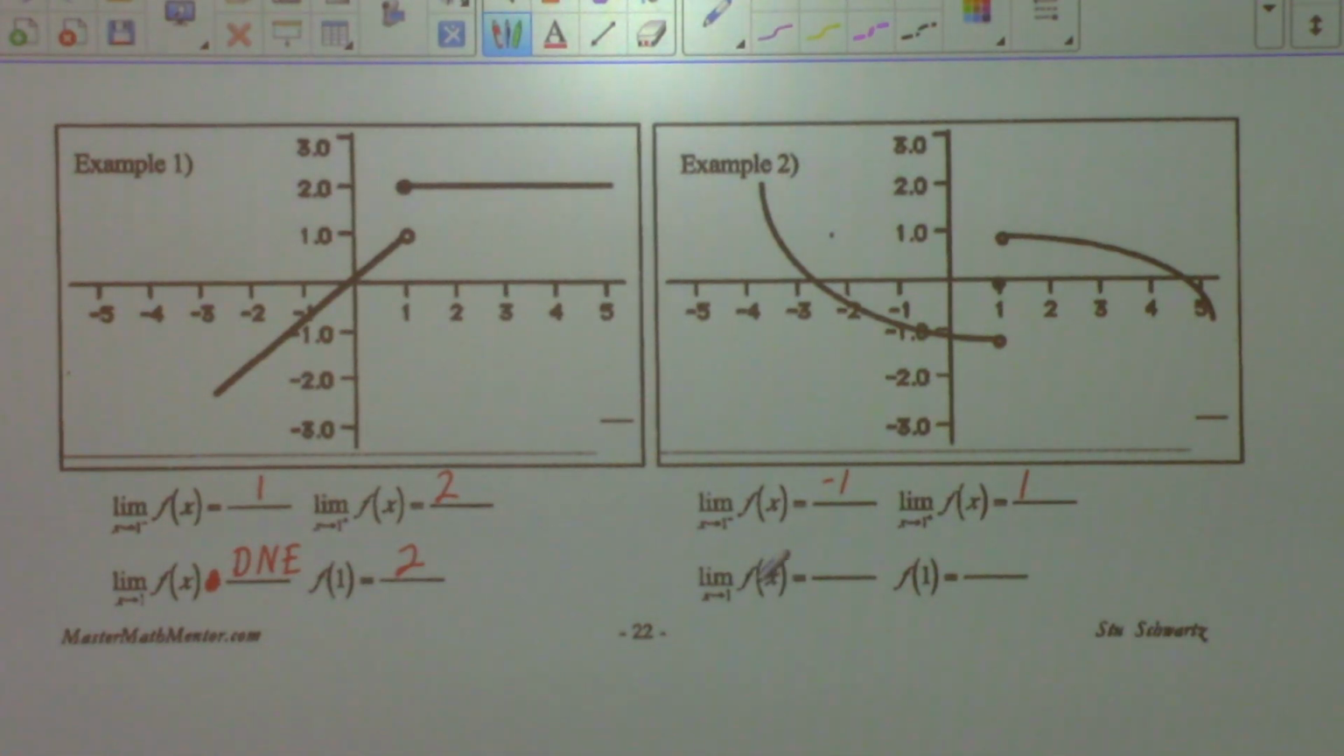What is the limit as x approaches 1 of f of x? Again, does not exist. And f of 1 equals 0. Just gets filled in here. Okay?